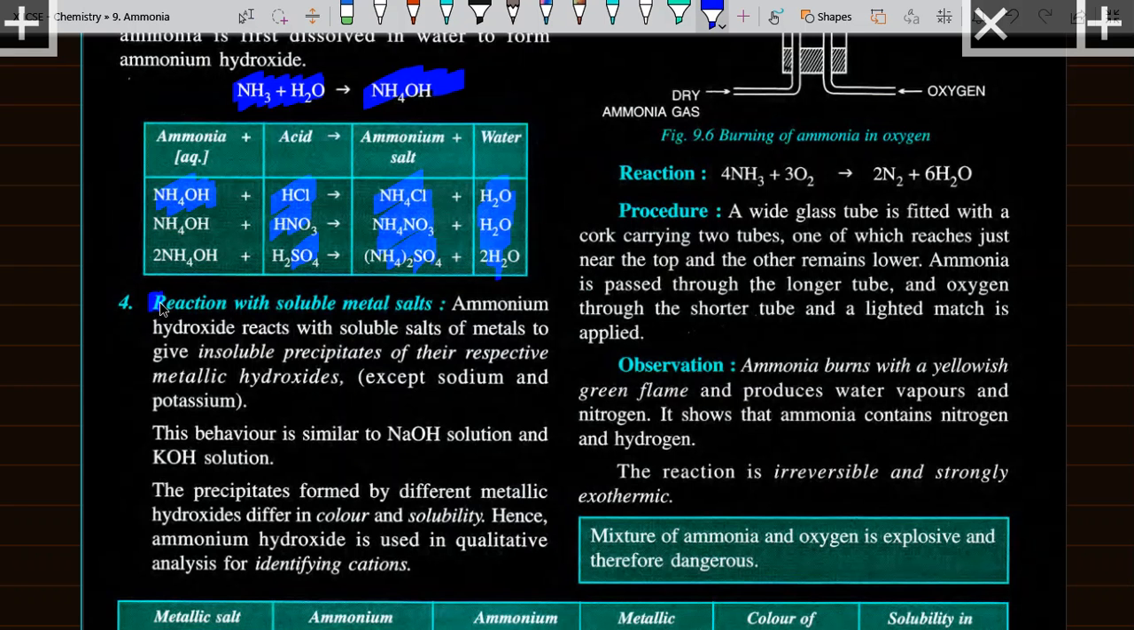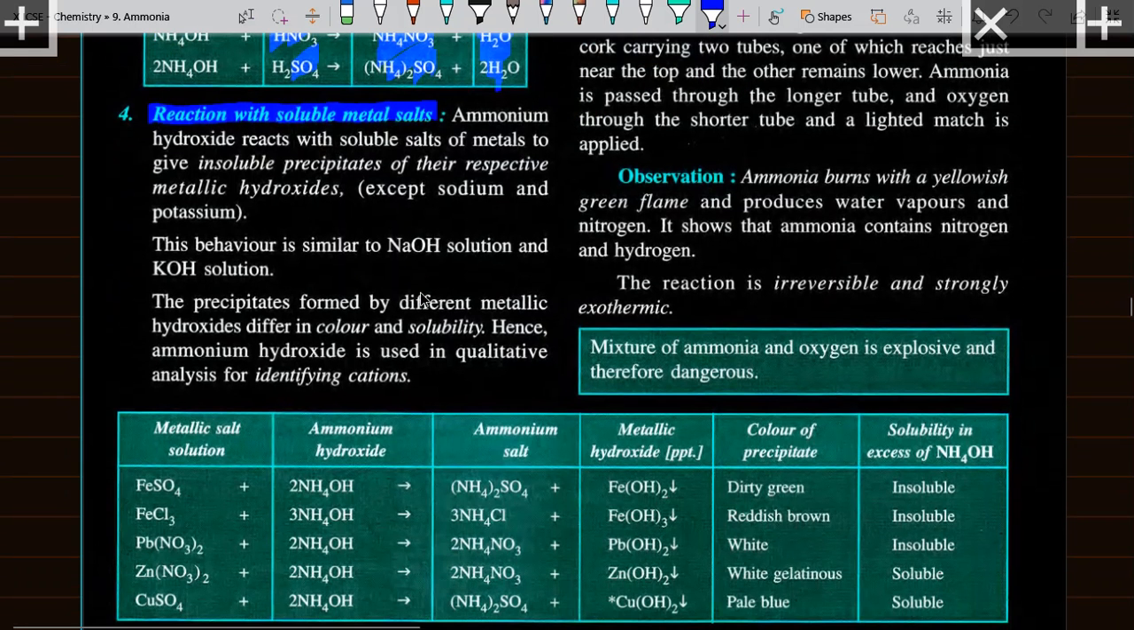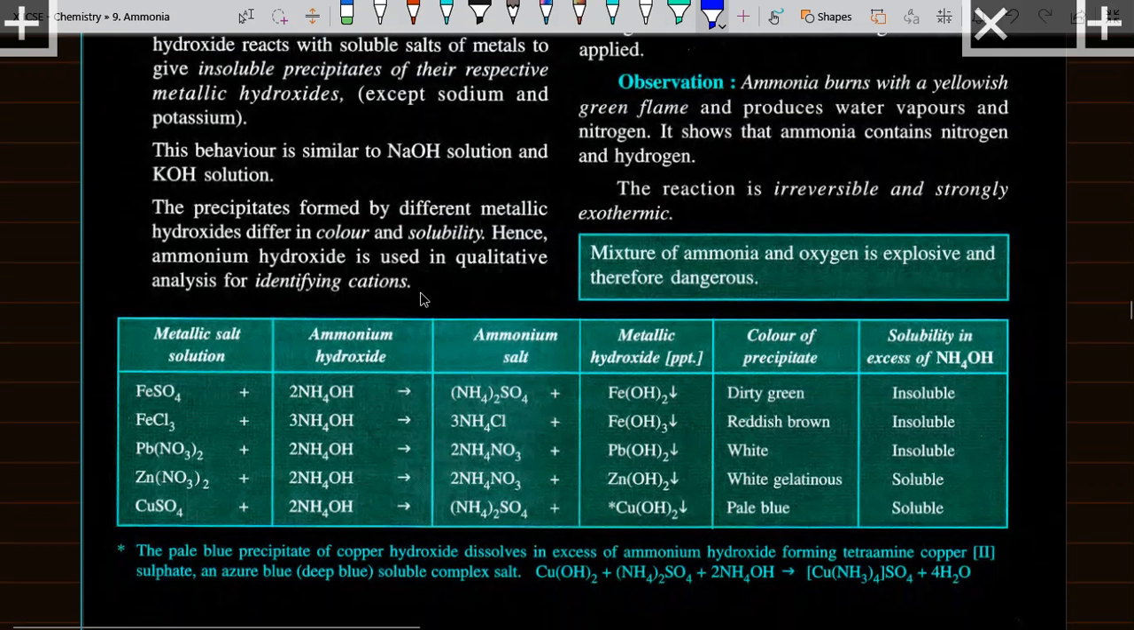Reaction with soluble metal salts. Ammonium hydroxide reacts with soluble salts of metal to give insoluble precipitates of their respective metallic hydroxides, except sodium and potassium. This behavior is similar to a sodium hydroxide solution and potassium hydroxide solution. The precipitate formed by different metallic hydroxides differ in color and solubility. Hence, ammonium hydroxide is used in qualitative analysis for identifying cations. कौन सा चैप्टर है ये?